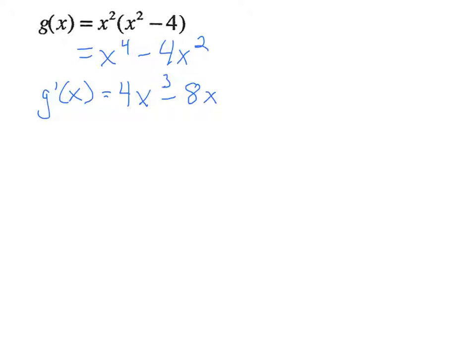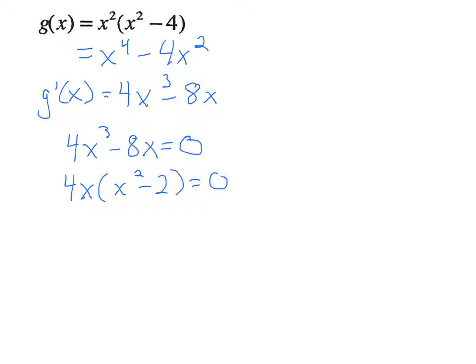Now I need to think about where this derivative can equal 0 or where it is undefined. Because I have the derivative 4x cubed minus 8x, it's not going to be undefined anywhere. It's a continuous function. But I can find where this would equal 0. I'm going to take my derivative, set it equal to 0, factor out a 4x, and take each factor and set it equal to 0.